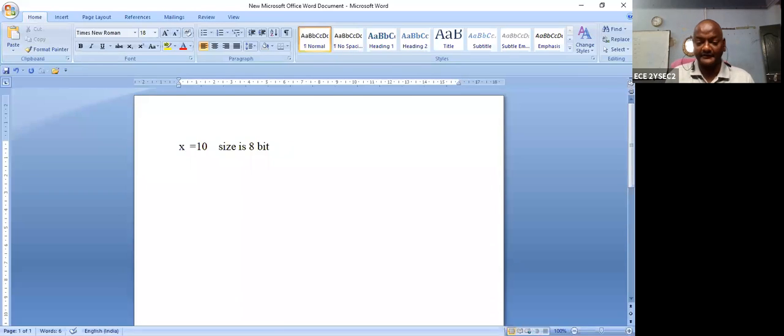In the 8-bit point of view, it is 0 0 0 0, and these four bits are called a nibble, followed by 1010. This is the equivalent binary value of the 10 value.